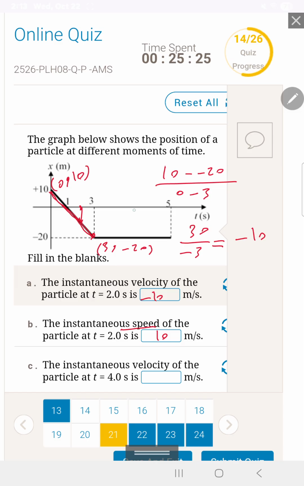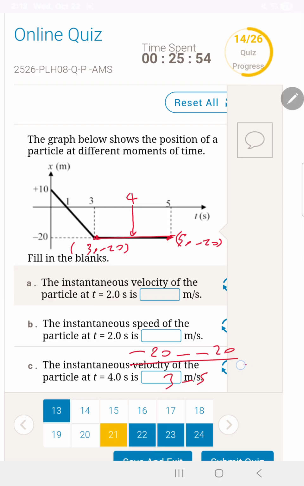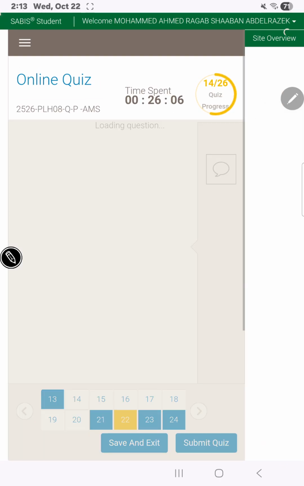Here you have 4. You go to the graph and you find the slope. So at t equal 4, the slope of this line, what is it? Let's see. This is 5, negative 20, and 3, negative 20. So if you do the slope formula, negative 20 minus negative 20, divided by 3 minus 5, that will be 0. So the speed or the instantaneous velocity is 0. And this is very clear because the line is horizontal. The slope of any horizontal line is 0.